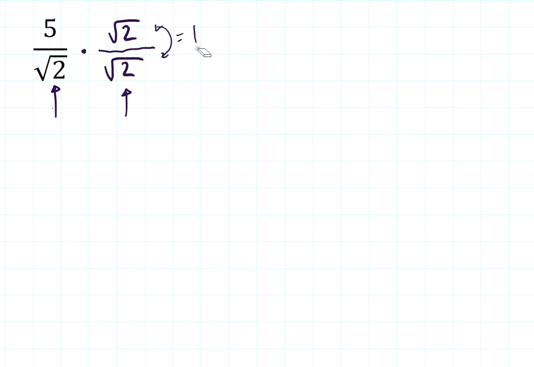So if I do this, my denominator now is going to equal root 2 times root 2, which is just plain old 2. And my numerator is going to be 5 times the square root of 2.